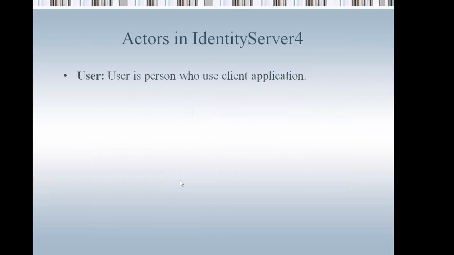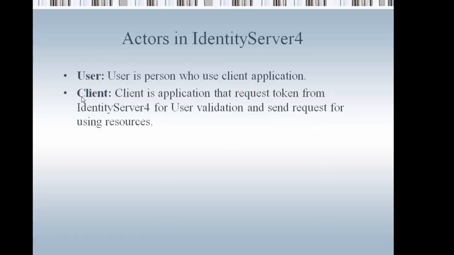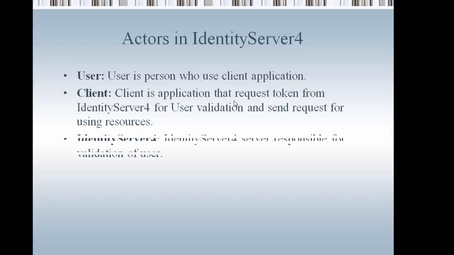So what are the actors in Identity Server 4? We have seen in our image that the user is a person who uses the client application. And what is the client application? Client is the application that requests the token from Identity Server 4 for user validation and sends the request for using the resource and fetching the information from the web API. Currently in this application we are using the resource as a web API, so the user fetches the information from the web API.